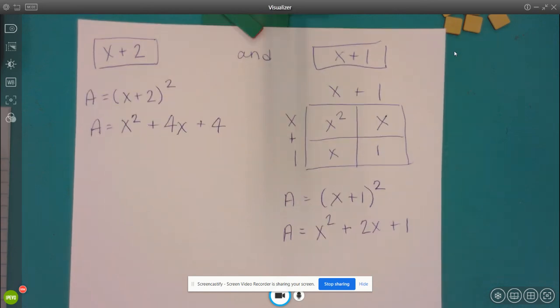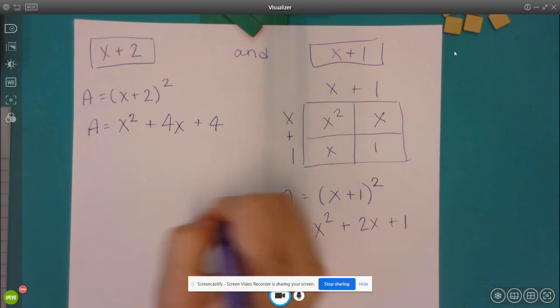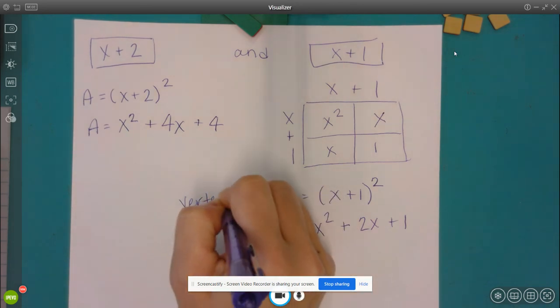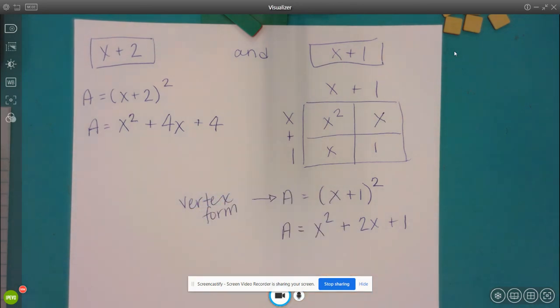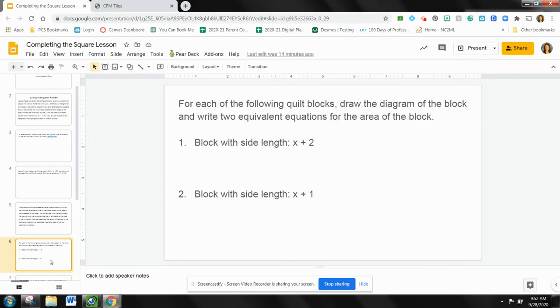Now at this point, these forms should look pretty familiar to you. This first one is our vertex form. And this second one is our standard form. So what we're doing in this lesson is actually looking at putting standard form into vertex form and looking at the equivalence of those statements. All right, so that's if we had the side lengths.